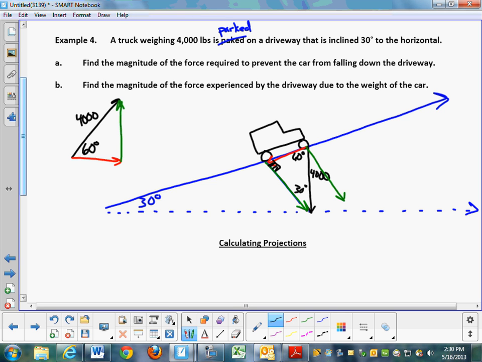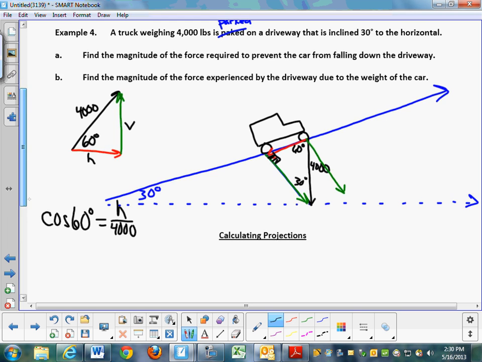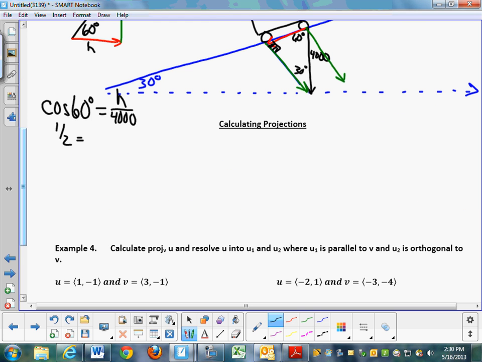So do you know enough about SOHCAHTOA in order to solve for the red portion? We'll call the red portion H for horizontal. We'll call the green portion V for vertical. Can somebody set up a ratio for me? Yep, very good. Cosine of 60 is equal to H over what? 4,000. The cosine of 60 is 1/2. So multiply both sides by 1/2, you get 2,000 is equal to H.